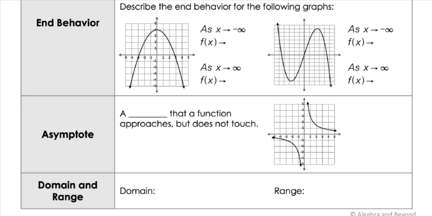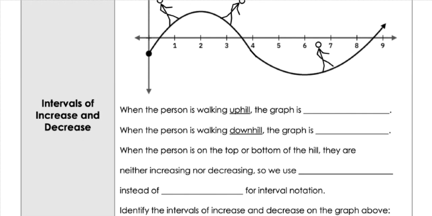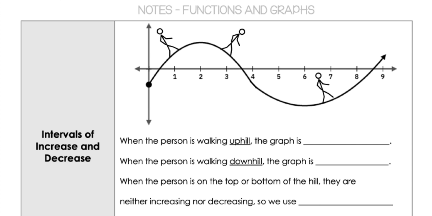All right, when we are talking about functions and their parent functions, we also want to talk about intervals where they are increasing and intervals where they're decreasing. As you can see from that picture, you can see that guy walking along the graph, and it helps you to think about whether he would be walking uphill or downhill. When the person's walking uphill, that means the graph is increasing. They're on an interval of increase. When the person's walking downhill, the graph is decreasing. They're on an interval of decrease.